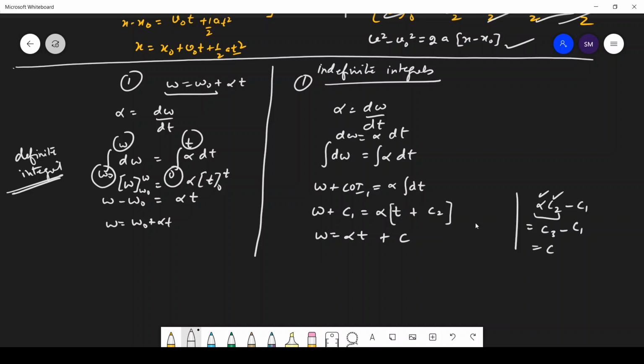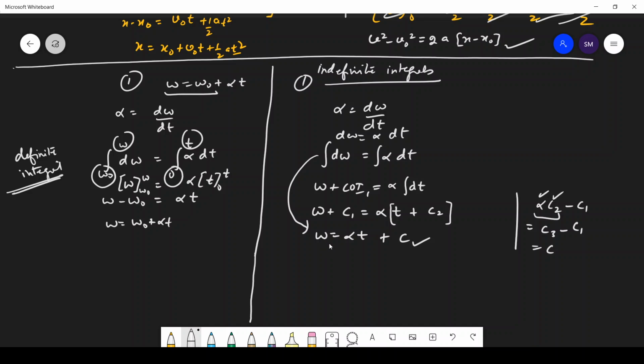So students, I have just explained you this concept. You need not write c1, c2. You can simply write this thing right away. D omega, you know that it's omega, alpha is constant, and integration of dt is t. So these two are extra steps just to explain the concept of constant of integration.